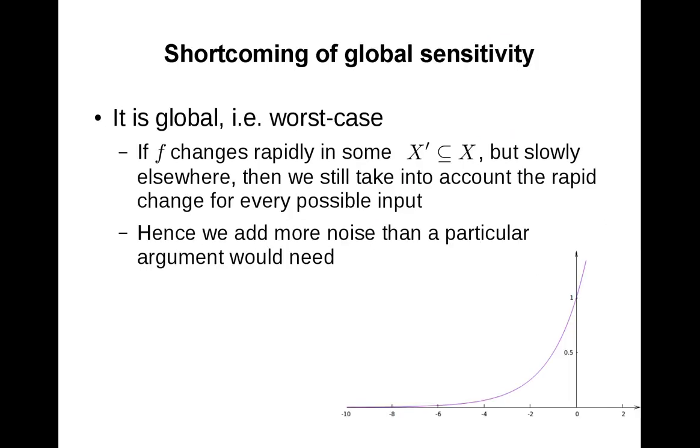Of course, the global sensitivity is a one-size-fits-all mechanism, and this is its shortcoming. I mean, the function F might change rapidly in some part of its domain, like here. And here, the addition of large amounts of noise would be justified, but in some other region, it might change much more slowly, so that less noise would be sufficient.